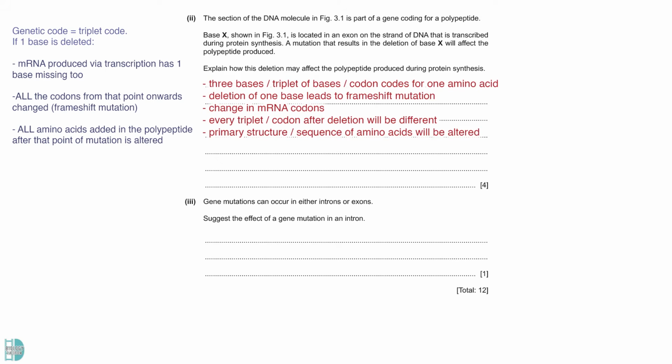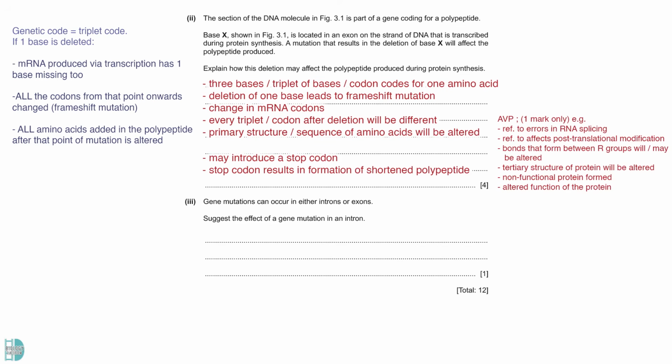Now let's go through the marking scheme. First, mention that every 3 bases codes for 1 amino acid. The deletion of 1 base leads to frame shift mutation. This causes a change in the mRNA codons. Every triplet or every codon after the point of mutation will be different. So, the primary structure or the sequence of amino acids in the polypeptide will be altered. This may also introduce a stop codon. If this happens, you will have the production of a shortened polypeptide. There is one mark for AVP. For example, if you mention that the mutation can cause an error in RNA splicing.